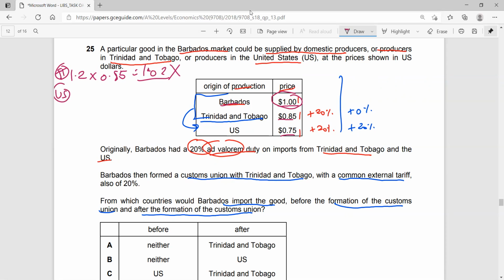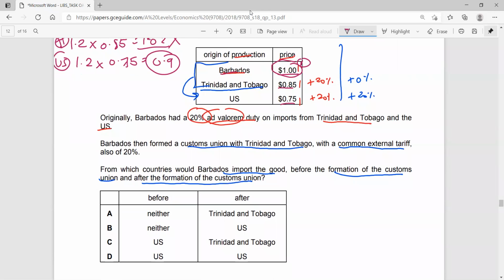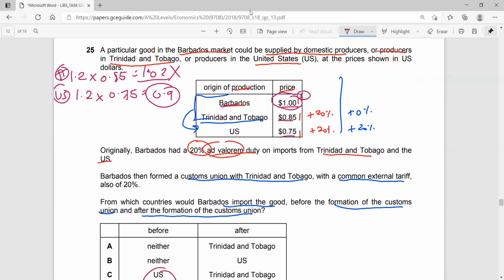For the US, it's 1.2 because it's 20%. The 1 stands for the original 100%, and 0.2 is the 20% in addition to that. So 1.2 times 0.75 is 0.9. You would import from the US originally, because your local price is $1, so it's cheaper to import even after the tariff. So you would import from the US initially.